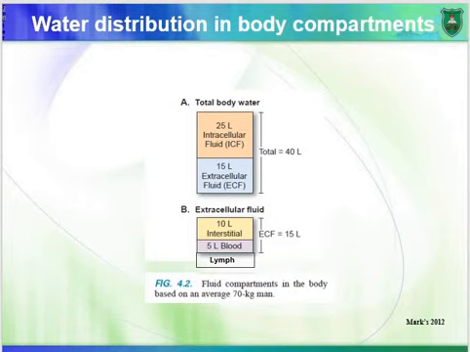It is distributed, for an average person of 70 kilograms, as 40 liters, with 25 liters intracellularly inside the cells, and 15 liters extracellularly in the extracellular fluid. And these 15 liters of the extracellular fluid are distributed between the interstitial space between the cells, which takes about 10 liters, and 5 liters for blood, and some amount for lymph.